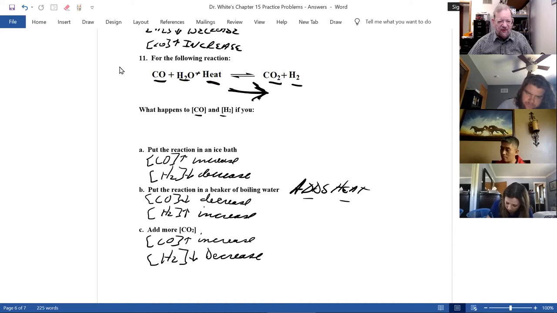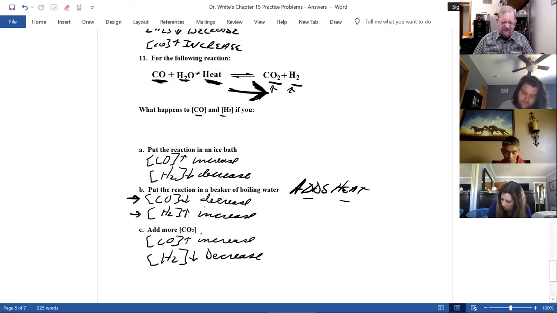It goes this way. Well, something is consumed because it reacts, it decreases. You have less. Now, if you are getting rid of the heat by reacting with water and CO, you're making more CO2 and hydrogen because it's going this way. And therefore, if you make more of something, the amount you have will increase. And that's how you do that.